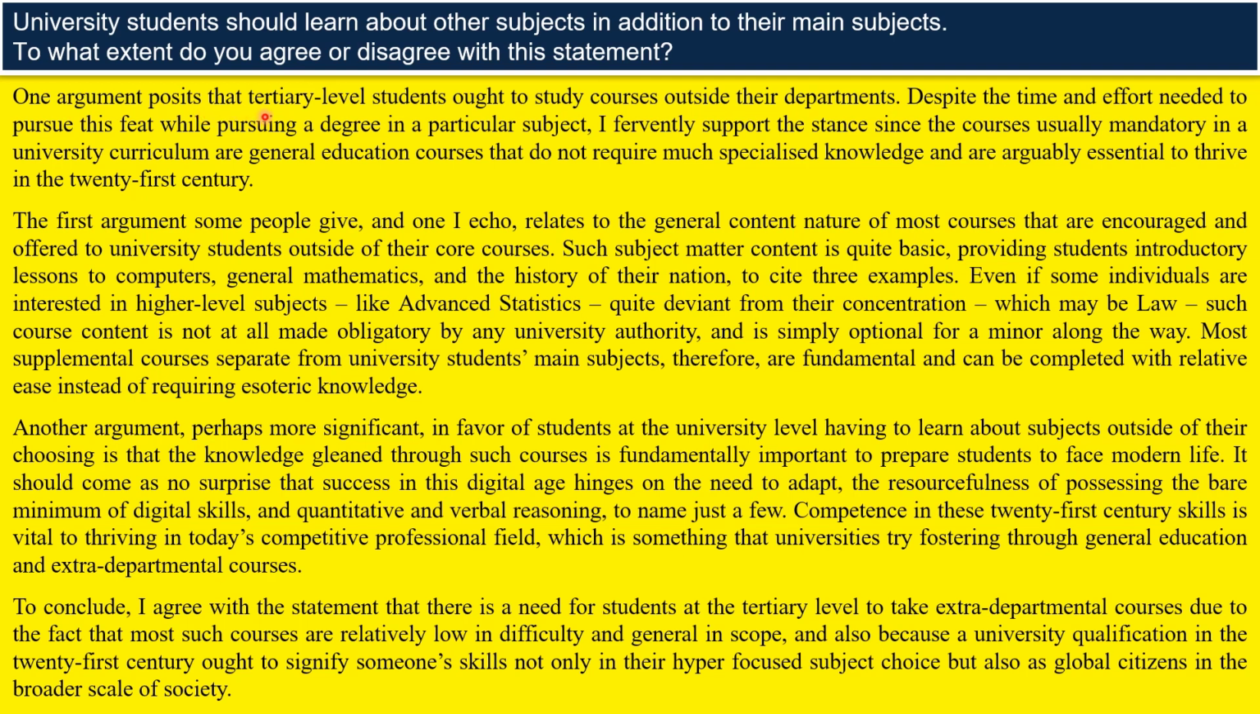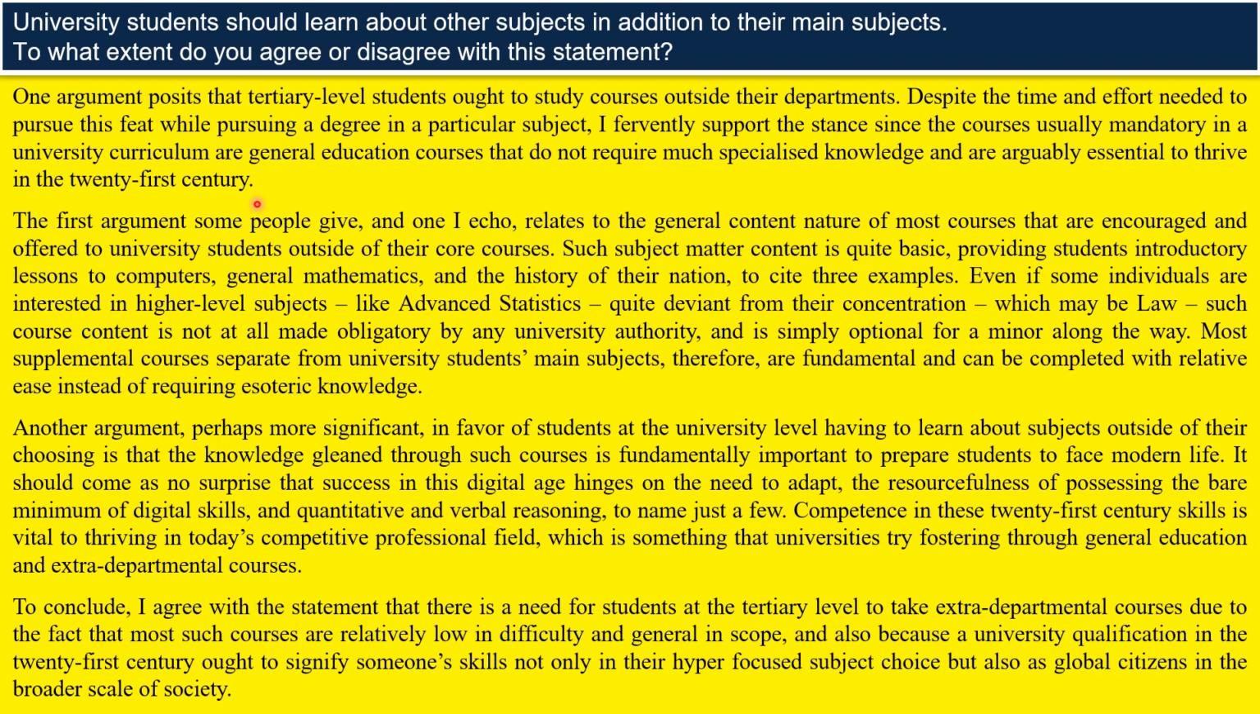One argument posits that tertiary level students, which are university students, ought to study courses outside their departments. Despite the time and effort needed to pursue this feat while pursuing a degree in a particular subject, I fervently support the stance since the courses usually mandatory in a university curriculum are general education courses that do not require much specialized knowledge. So this is one of my main ideas and are arguably essential to thrive in the 21st century.